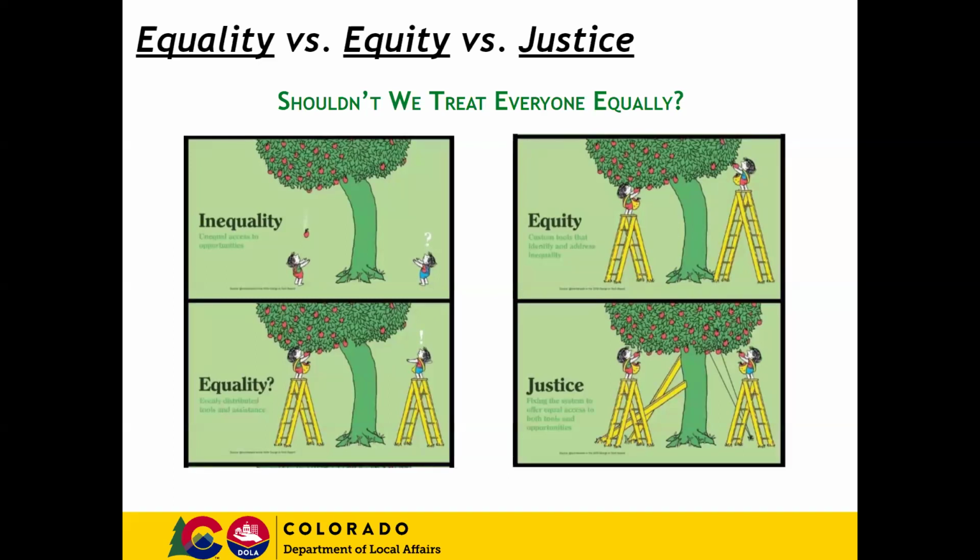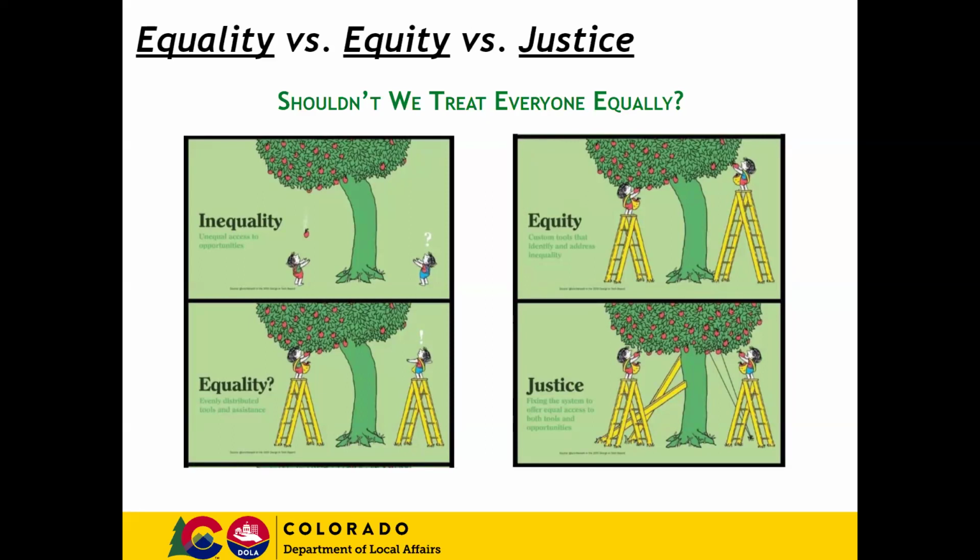So you see in the first square here, this is unequal. This is inequality. The tree is leaning. One child has access to the resources because they're on that side that they happen to be on. The other child does not.